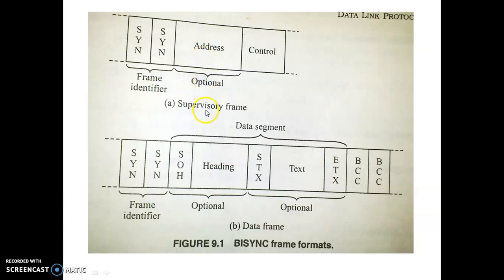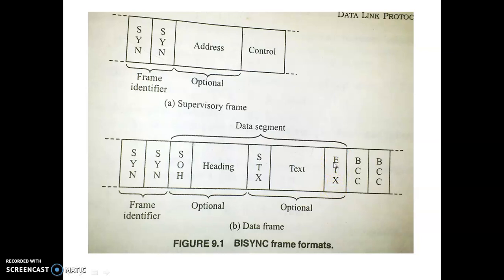The identifier is start of heading, and the delimiter is the identifier for the next field. The next field is the text field, where the user data is present. The identifier for this text field is STX, start of text, and the delimiter for this field is ETX. Here it can be ETX or ETB. We will study this properly.